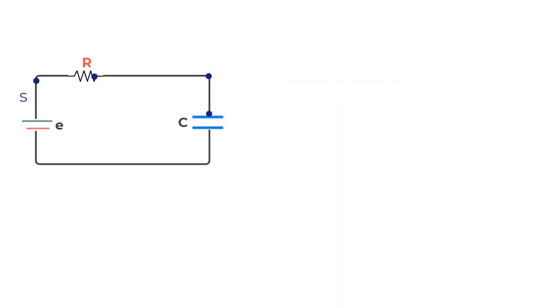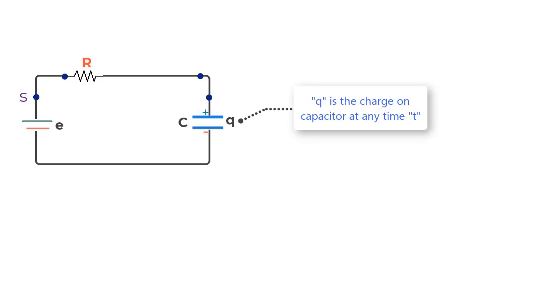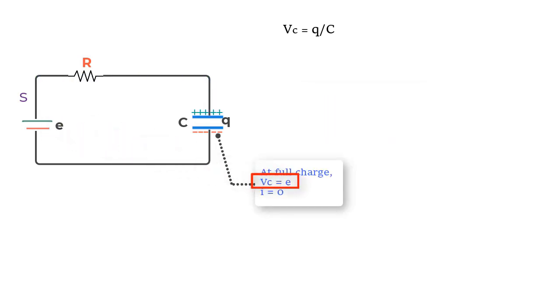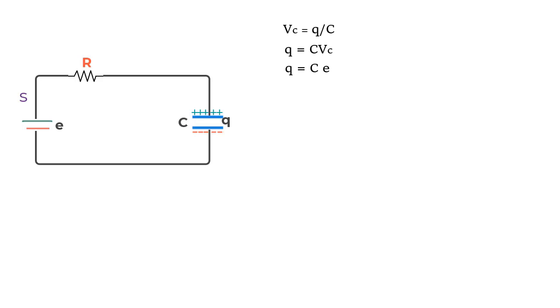circuit, and as a result charge starts building up on the capacitor, and therefore a potential difference Vc equal to Q by C is created between the capacitor plates. And when this potential difference reaches the potential difference of the battery, that is EMF E, the current becomes 0. And since we know that for capacitors, Q equals CV, the final charge on the capacitor, that is when the capacitor is fully charged, should become C times the EMF, and let us say this is Q naught.